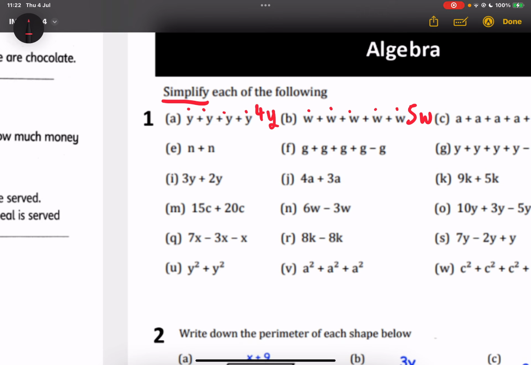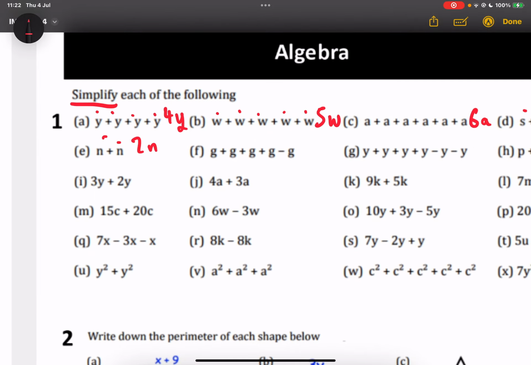Next is N plus N. Once again, they're both N, so they're both the same letter, which means that we simply count how many there are, which is N plus N, 2. So E will be 2N. Okay, next we move on to F.